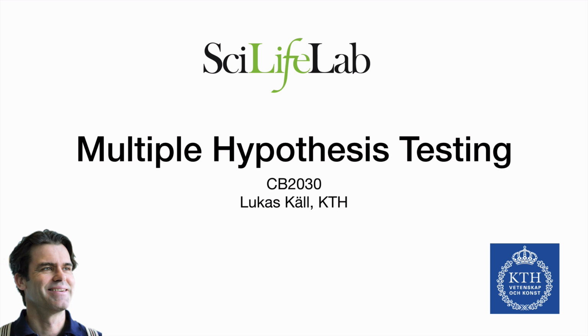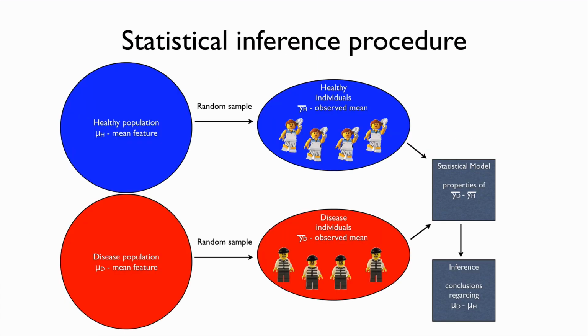Multiple hypothesis testing. Previously we've been discussing different inference procedures. These typically compare different populations, and they do so by comparing samples. And we build up a statistical model and make an inference from these.